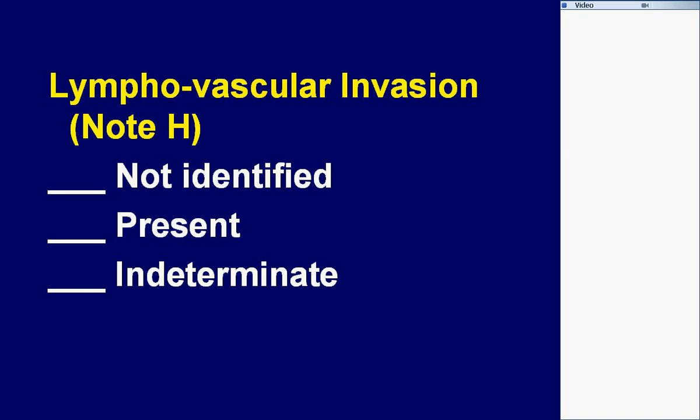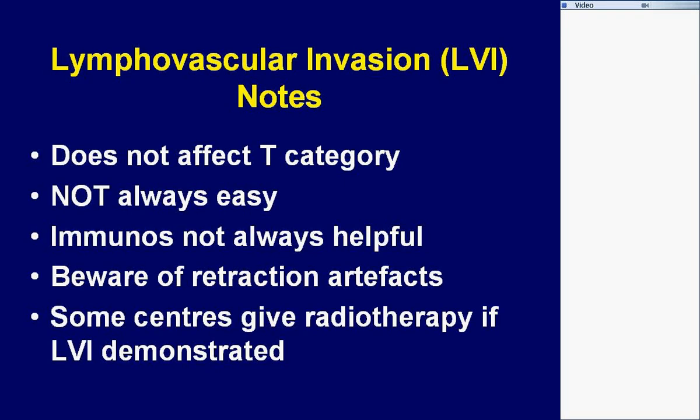Lymphovascular invasion is pretty straightforward. You see it or you don't see it. However, there are some artifacts that I would like to discuss. Firstly, let me mention that involvement of lymphovascular invasion does not affect the T category, but its determination is not always easy. You may have to do some immunos, and even immunos may not be very helpful.